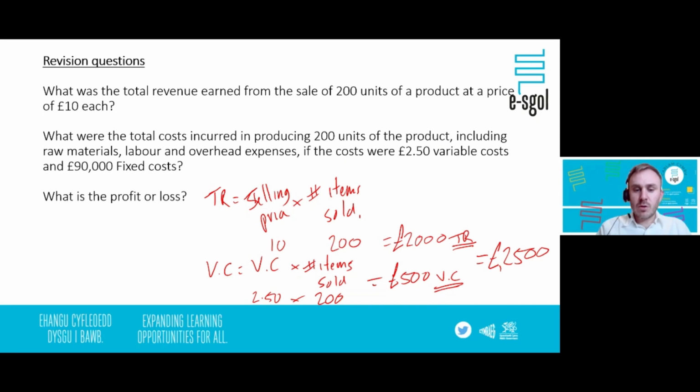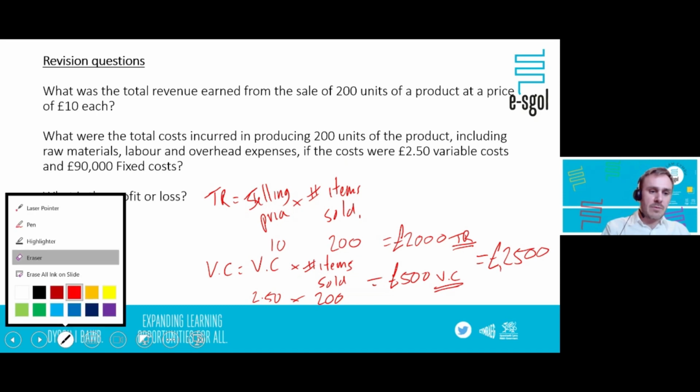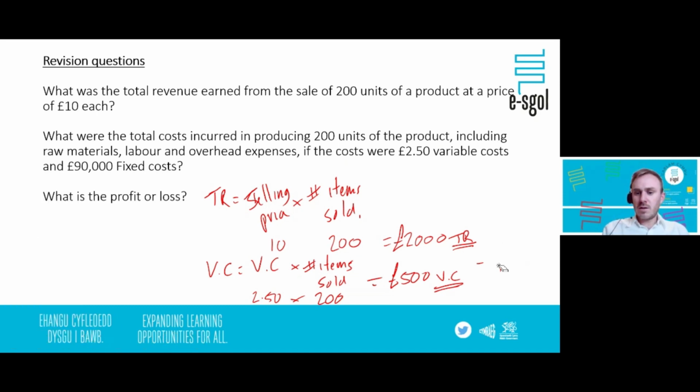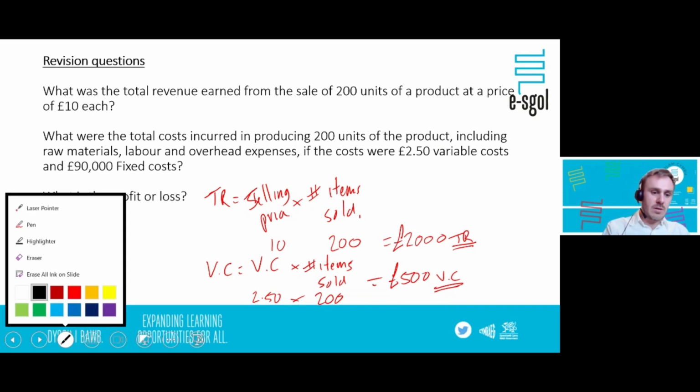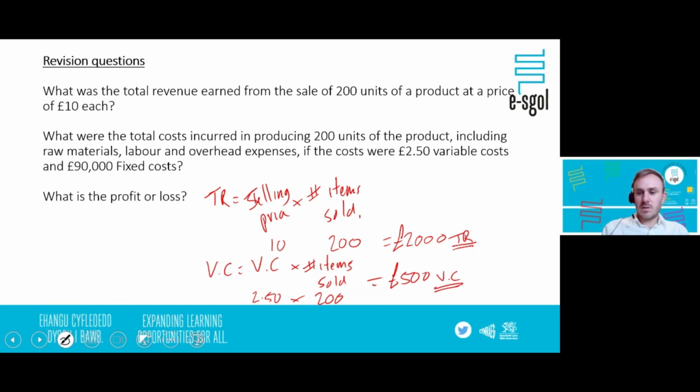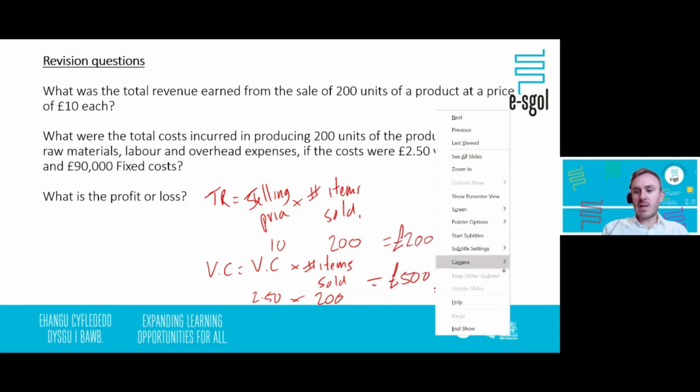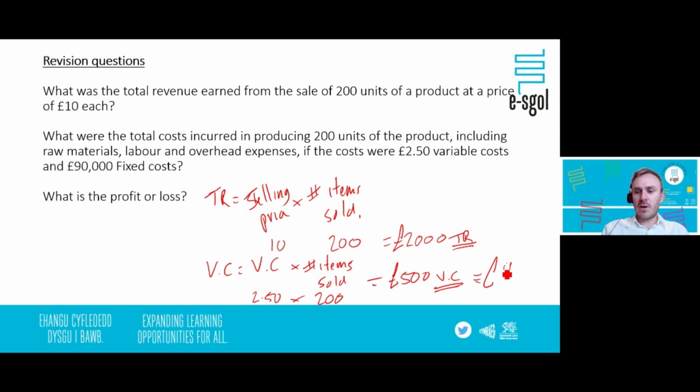Oh no, it doesn't. Sorry, I've got a total revenue. I've got my variable cost there. Okay, and then I can add on my fixed cost of £90,000. So it's £90,500. And again, very, very expensive there. Okay, in terms of our profit and loss.